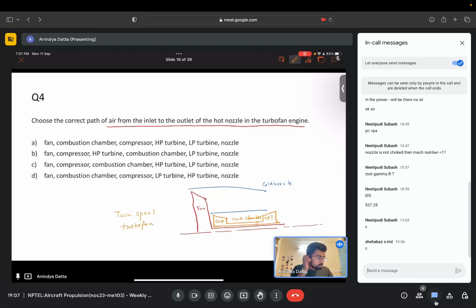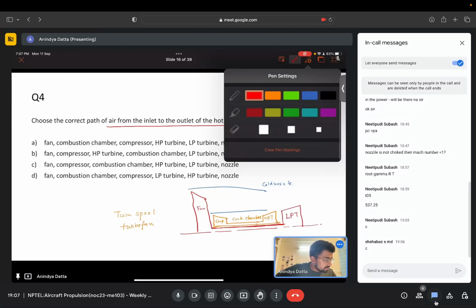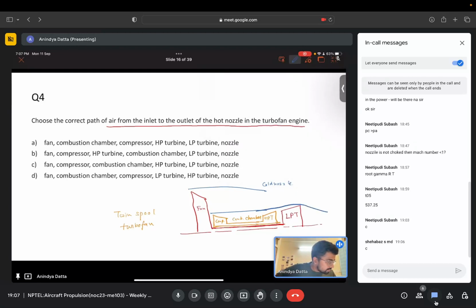We have two spools, two shafts. One is the red one and one is the orange one. Then after that we have a low pressure turbine, and then after that we have the hot nozzle.